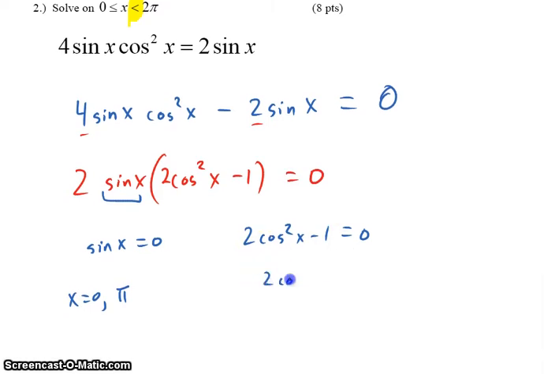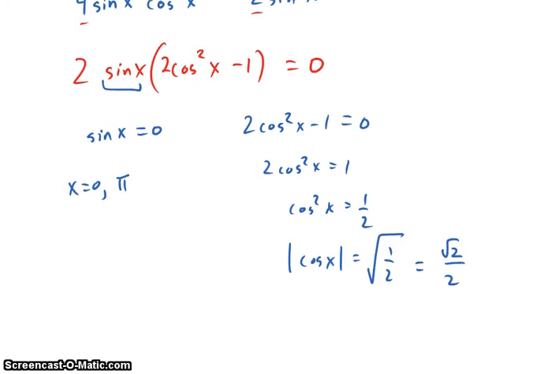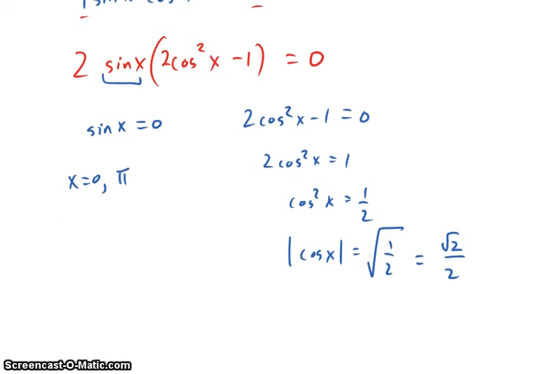Solve this equation. I get 2 cosine squared x equals 1. Cosine squared x equals 1/2. Square root both sides, and I get the absolute value of cosine x equals the square root of 1/2, which you should recognize as the square root of 2 over 2. Alright, a lot of people got stuck right here and didn't know what to do, but the square root of 1/2 is this. If I rationalize this, I get the square root of 2 over 2.